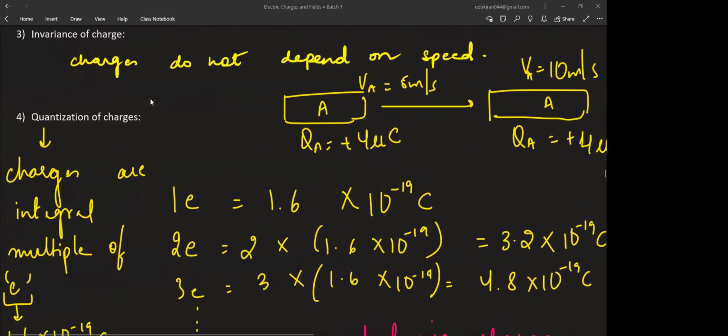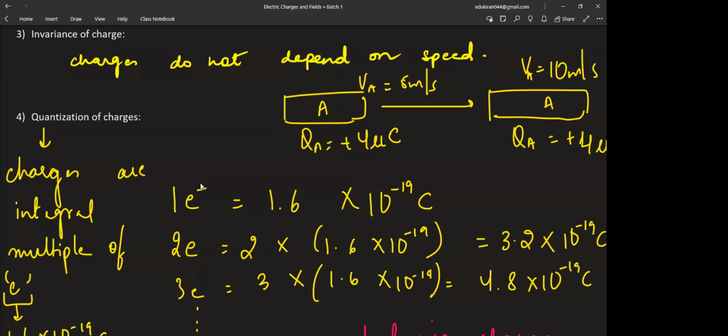Now look over here. What is meant by the quantization of charges? See, when there was a single electron present, I have told you the amount of charge which is present in it. That is 1.6 into 10 to the power minus 19. This we have discussed in the last class itself, that the minimum amount of charge present in a single electron is 1.6 into 10 to the power minus 19.